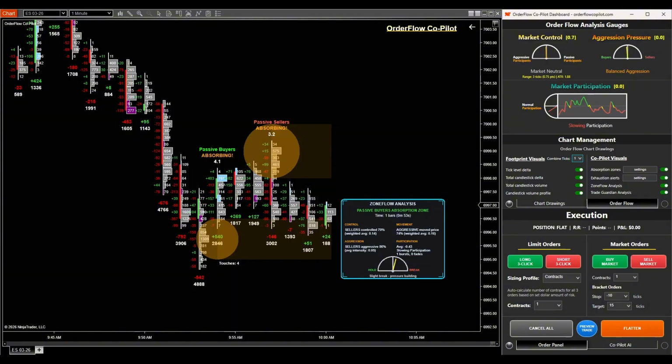Finally, we have the market participation gauge, this one right here. It is like a volume accelerometer. It is very, very useful. Similar to our other two gauges, there is nothing else like this gauge in any other software, and I've looked.